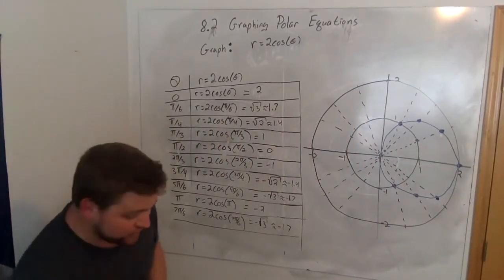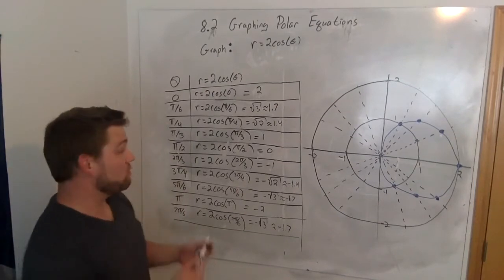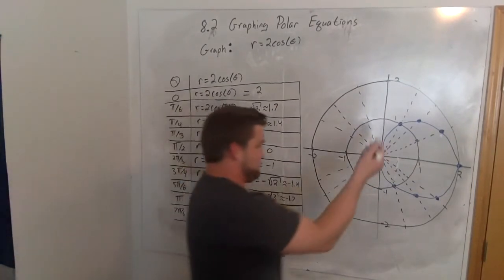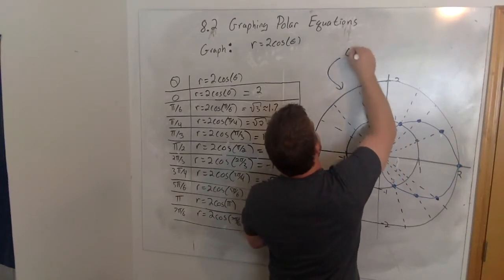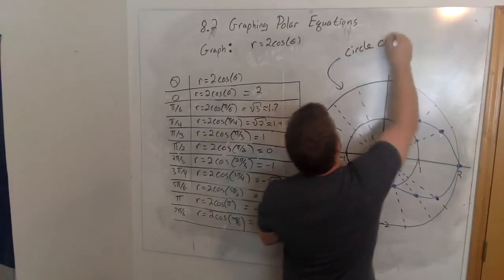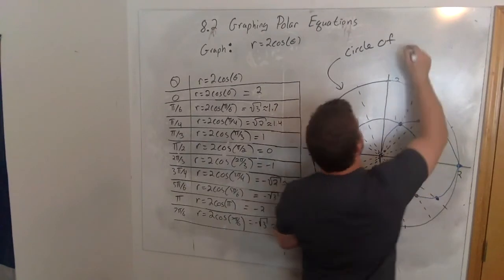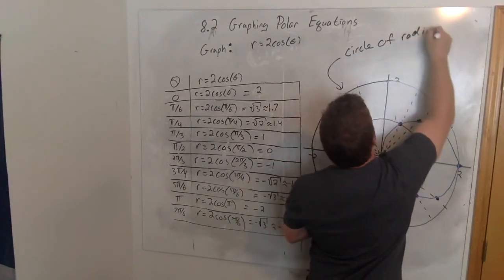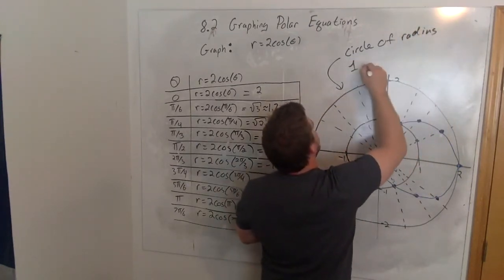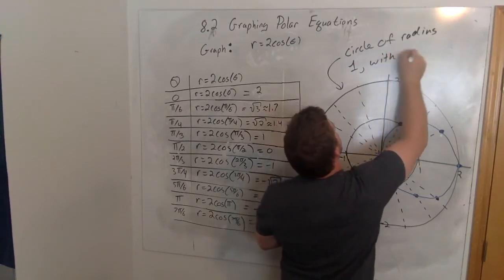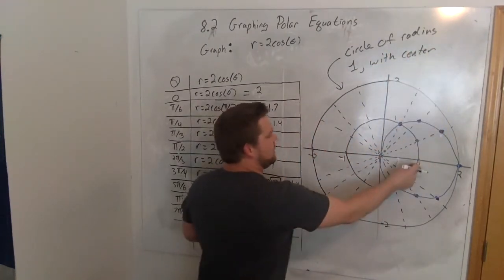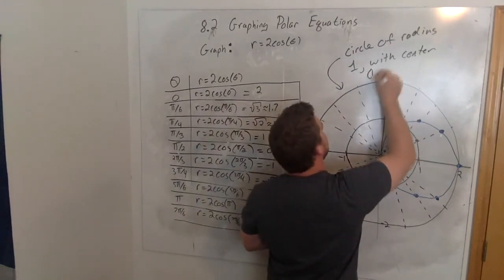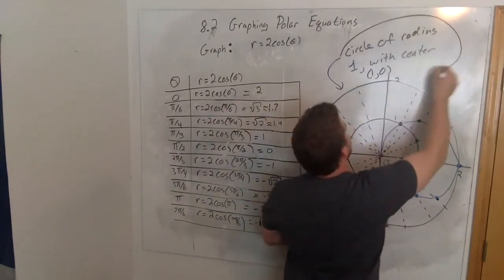And in this case, we can recognize what this graph is, or we have a good name for it. This is a circle of what? This is a circle of, what's the radius? 1. Circle of radius 1. With center, where's the center? At the coordinates 1, 0.